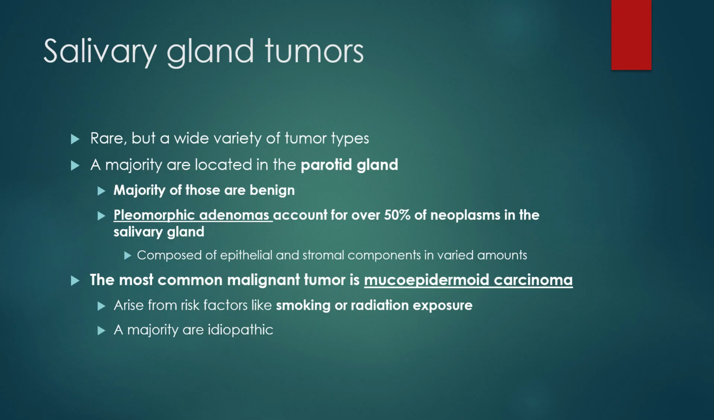Pleomorphic adenomas are the trail mix tumors. You never quite know what you're going to get. You can see ducts, myoepithelial cells, myxoid stroma, cartilage-like areas. It's one tumor pretending to be five.